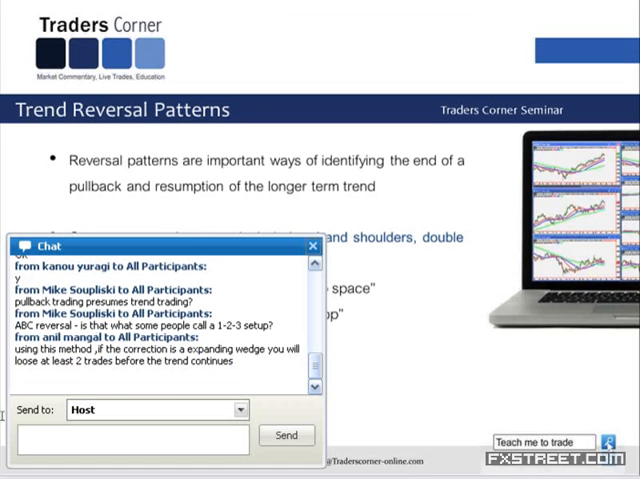ABC reversal is what some people call 1, 2, 3 setup. Yes, exactly. Using this current method, if the correction is expanding wedge, you will lose at least 2 trades before the trend continues.